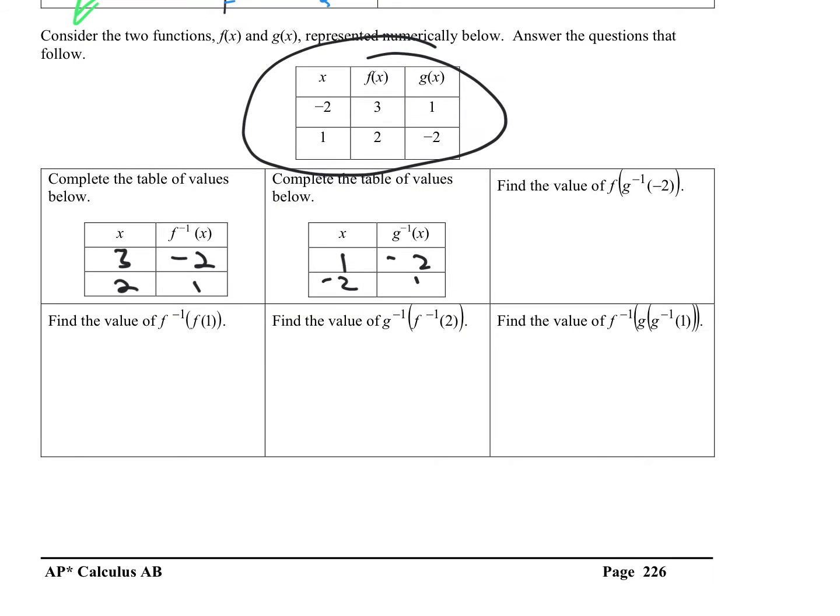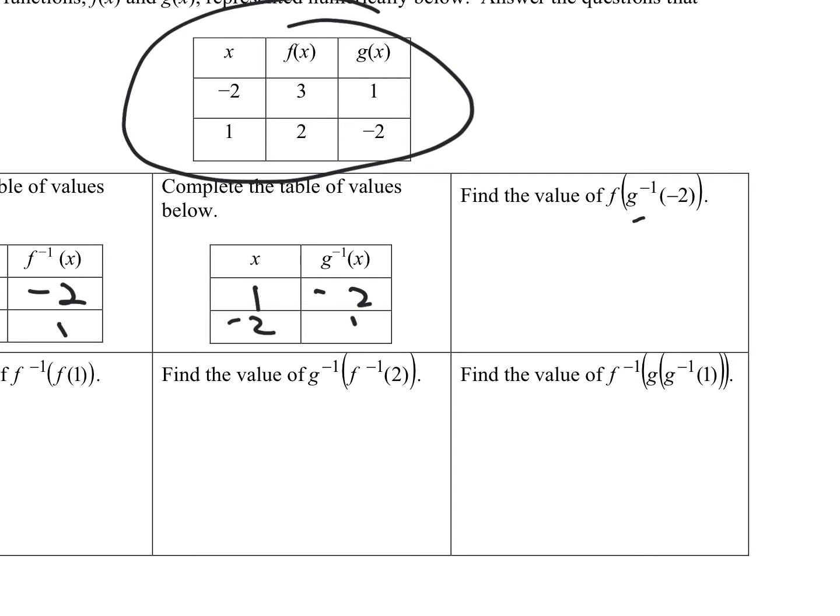Then this one, we start out with the inside. And we talk about g inverse of a -2, which means if you were looking at the g function first, you would have to look at the y value of a -2 and match it up with the x value, because normally you plug in the x, but since this is an inverse of g, you're technically plugging in a y value. So if you look at the big table that I have circled, what would g inverse of a -2 be? It would be the 1.